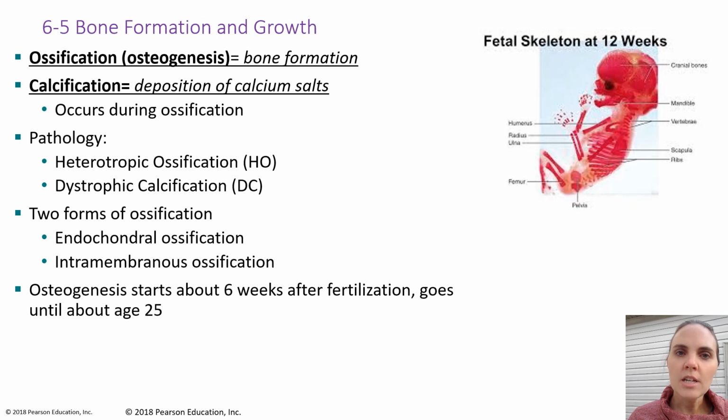So some terminology. Ossification, also known as osteogenesis, is the formation of bone. Calcification is the deposition of calcium salts, which takes place during ossification, so it's part of ossification. But it can occur in other tissues sometimes due to disease or pathology. We can have pathological conditions for each of these processes. We have a disease called heterotopic ossification, and that's abnormal bone formation in non-skeletal tissue. We can have ossification of muscles also as a result of genetic disease or trauma.